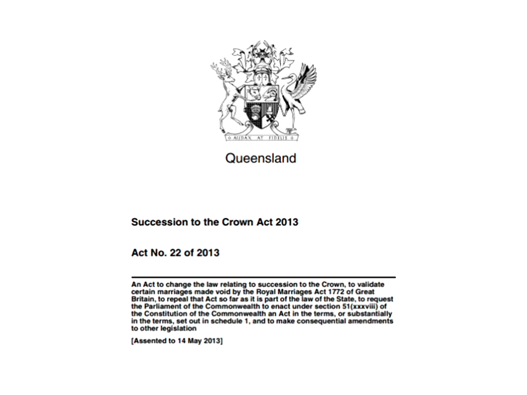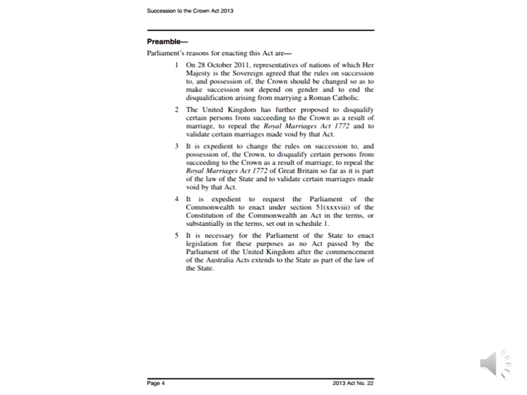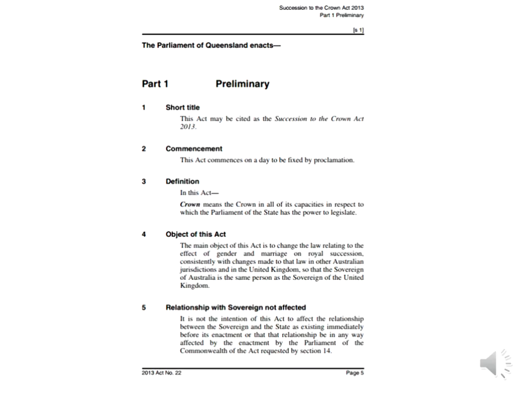This just gives you, I thought it was interesting for you to see, the Succession to the Crown Act 2013 is the short title, but look at the length of the long title. It's quite a complex one. So to change the law relating to succession to the Crown, to validate certain marriages being void by the Royal Marriages Act 1772, so really going back, to repeal that act, etc., etc. So a lot of detail in that long title as to what it's about. And there's a preamble, so this gives you, I suppose, the historical information that you need to understand as to why it is relevant.